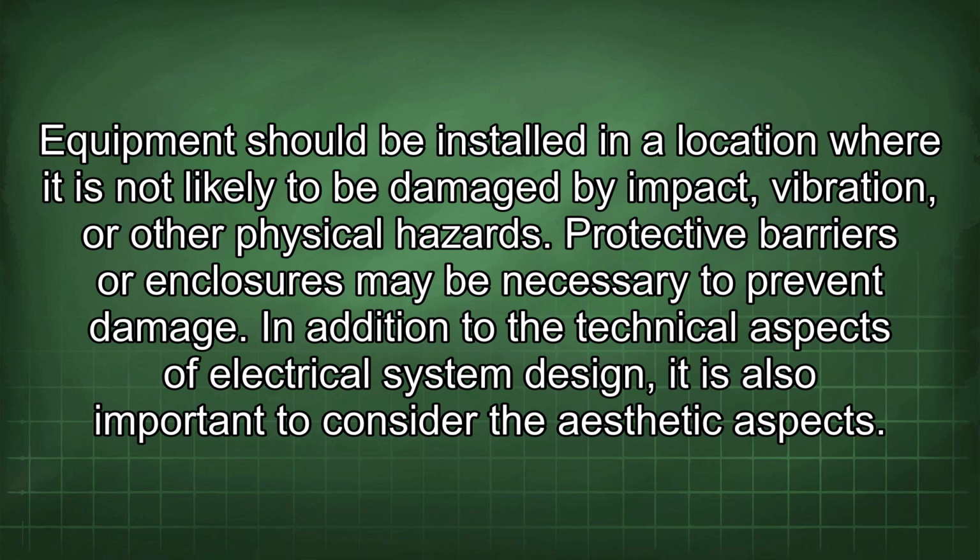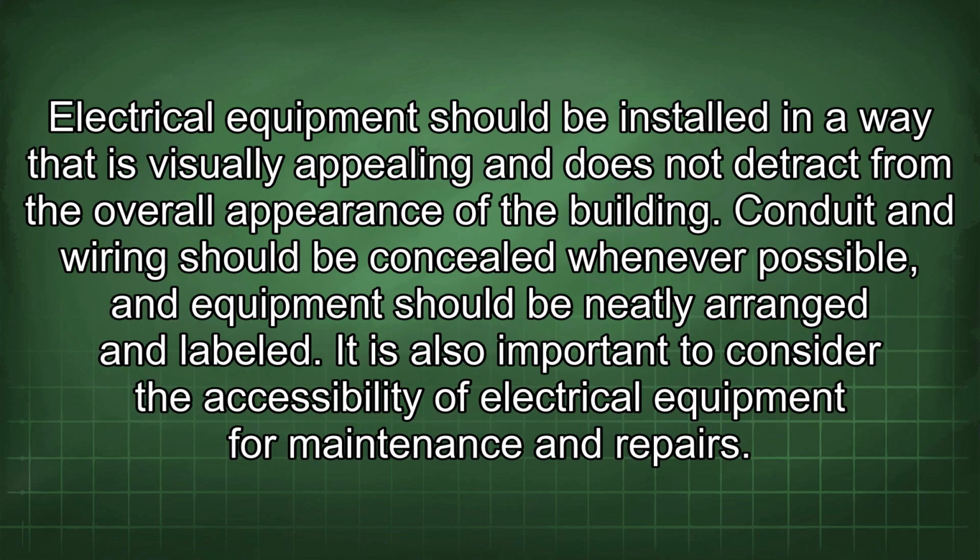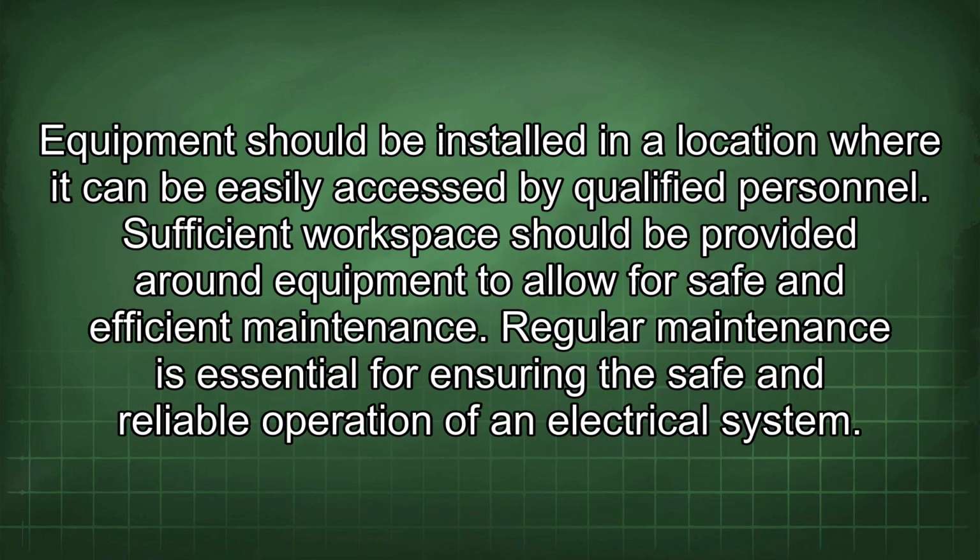In addition to the technical aspects of electrical system design, it is also important to consider the aesthetic aspects. Electrical equipment should be installed in a way that is visually appealing and does not detract from the overall appearance of the building. Conduit and wiring should be concealed whenever possible, and equipment should be neatly arranged and labeled. It is also important to consider the accessibility of electrical equipment for maintenance and repairs. Equipment should be installed in a location where it can be easily accessed by qualified personnel. Sufficient workspace should be provided around equipment to allow for safe and efficient maintenance.